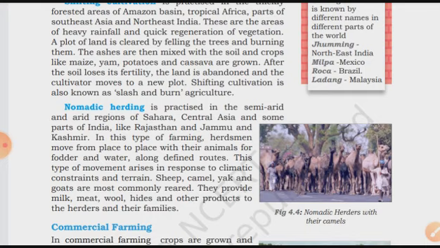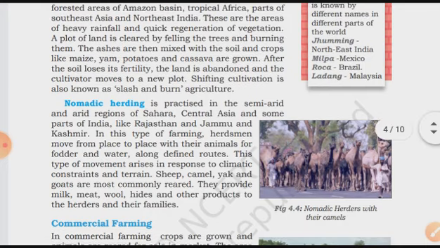After the soil loses its fertility, the land is abandoned and the cultivator moves to a new plot. As I have told you, shift-wise, after the soil loses its fertility, when the soil has just lost it, what used to happen? This land is abandoned. This land is left by them. Abandon means to leave, they leave that land. And then the cultivator moves to a new plot of land.